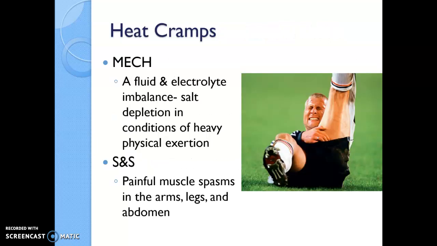Okay, so we're going to get into some heat illnesses now. I'm going to start with more mild ones and work up to more severe and deadly issues. Our first one is heat cramps. We've probably all experienced this before.